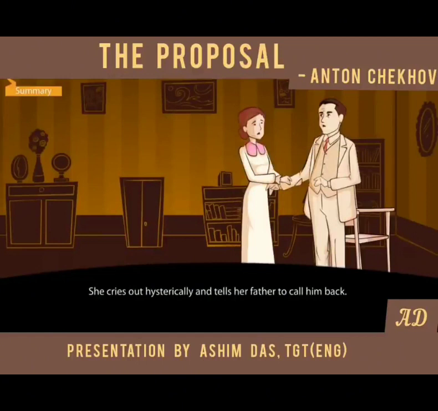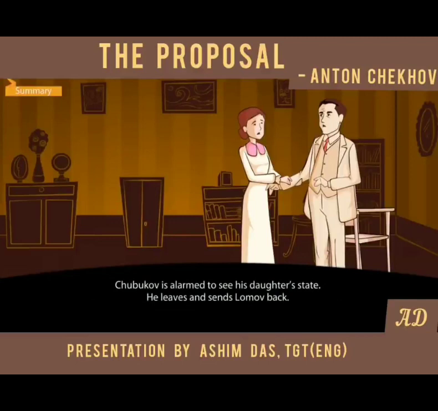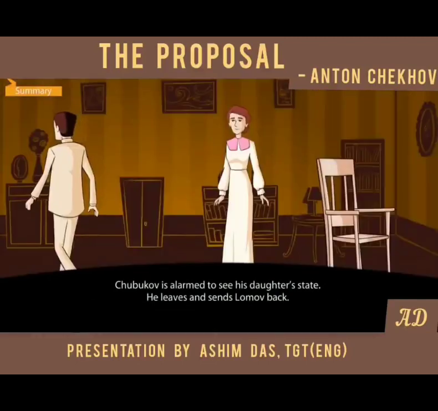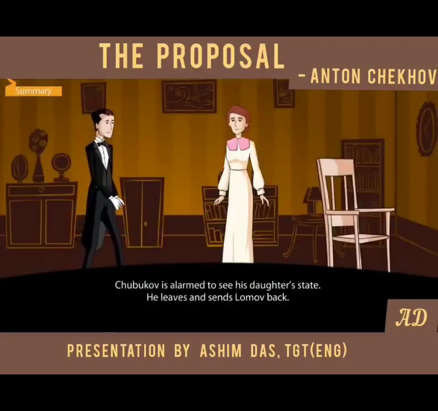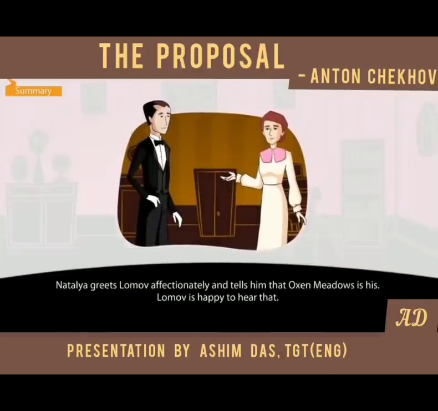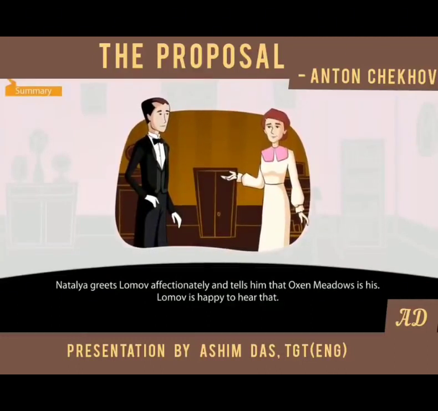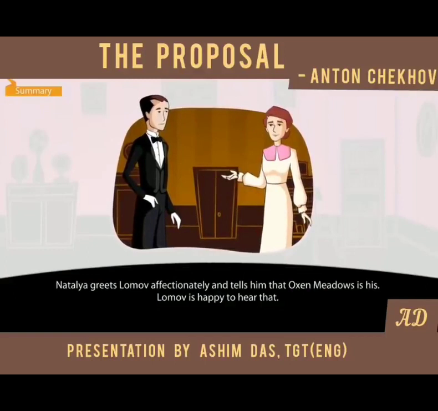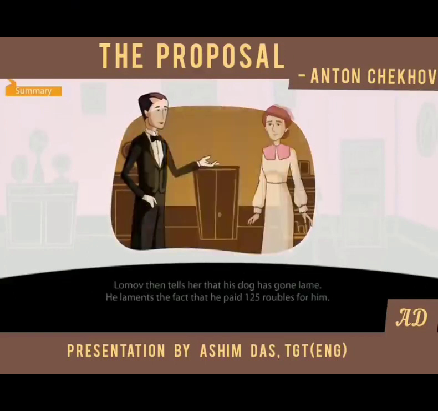She cries out hysterically and tells her father to call him back. Chubukov is alarmed to see his daughter's state. He leaves and sends Lomov back. Natalia greets Lomov affectionately and tells him that Oxen Meadows is his. Lomov is happy to hear that.